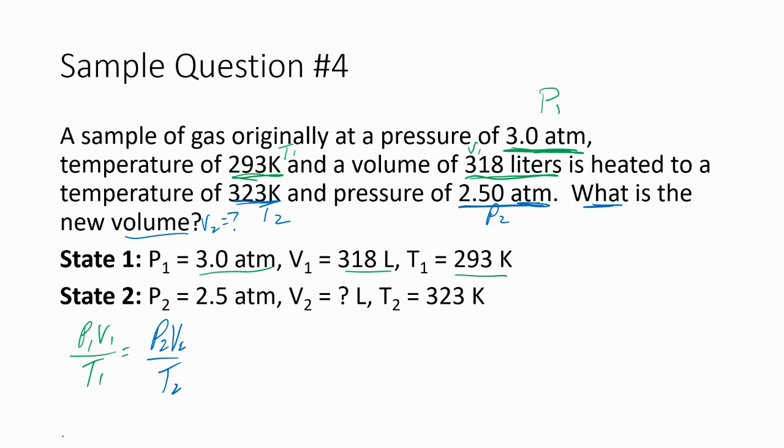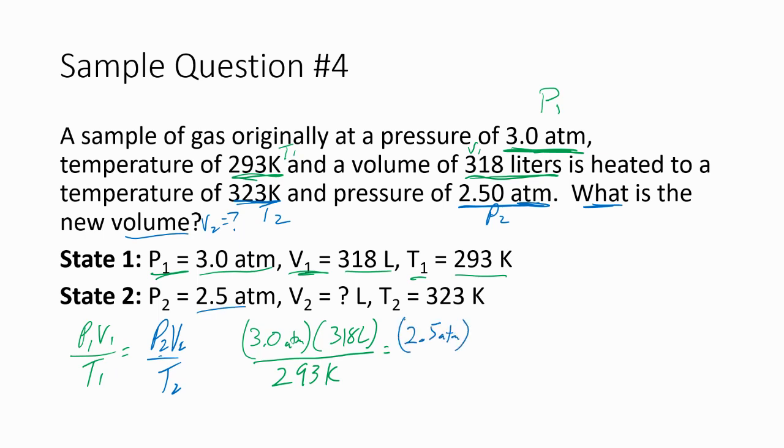It's all there. So we're just going to substitute in for P1 the 3 atmospheres. For V1, it's 318 liters. So I'm just substituting in what's there, and for T1, I'm going to substitute the 293. And that's going to equal on the other side, our P2, which is the 2.5 atmospheres. Our V2 is what we're looking for. That'll be in liters because this is in liters when we're done. And the 323 Kelvin, already in Kelvin, we didn't need to do anything with that.